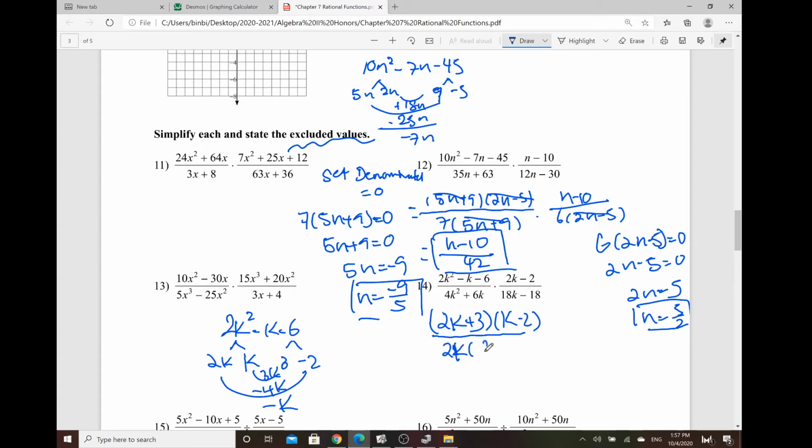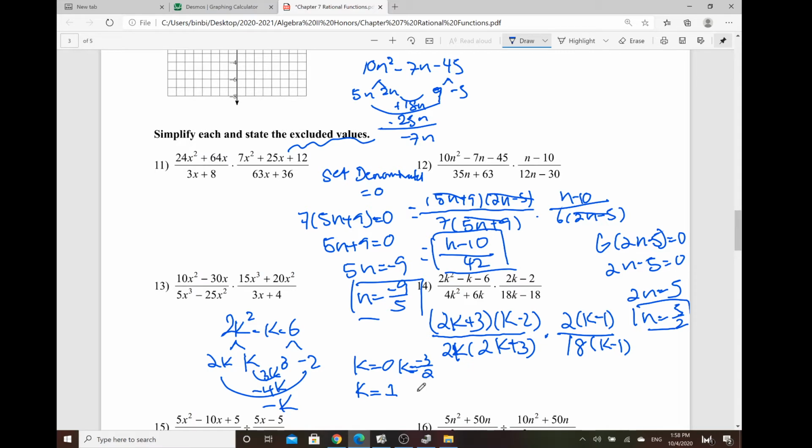So we do have 2k plus 3 remain. And then times 2k minus 2, so obviously take out 2, greatest common factor, so k minus 1. Denominator, take out 18, so we got k minus 1. So find the excluded value. So the excluded value, this one's quite obvious. Set the denominator equals 0, so we got k equals 0, and k equals negative 3/2. Can do it mentally. And then over here, so k equals 1.